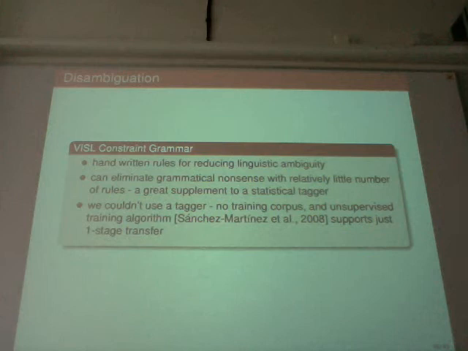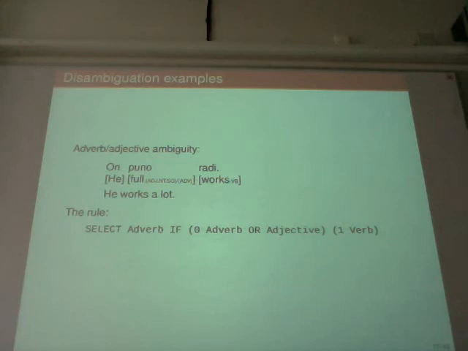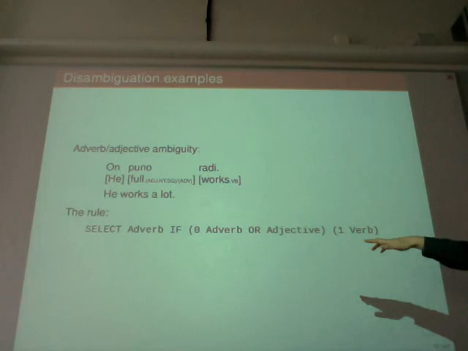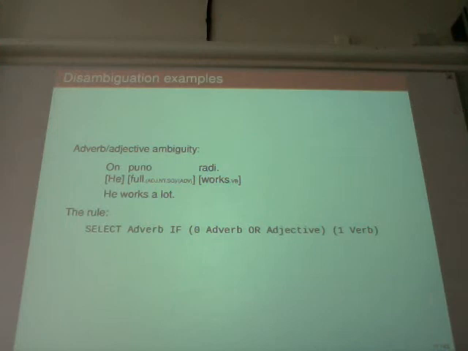So here are some simplified rules of constraint grammar. The general structure of the rules is: you have a select or remove rule, a grammatical category, and a set of conditions. If the conditions are correct, the operation is performed. So this rule selects the adverb reading if the current word is ambiguous between adverb or adjective, and the word following it is a verb. So when we apply this rule, the adverb reading is selected.